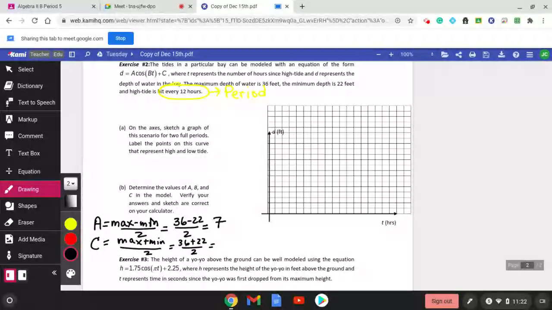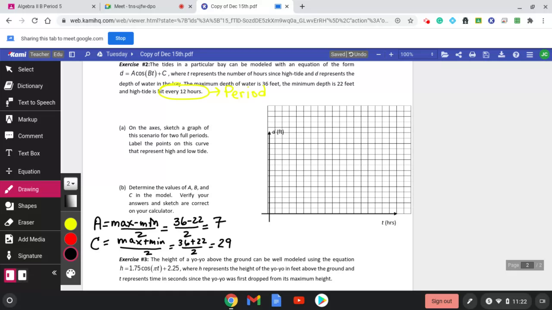You guys crunch that out here. And we end up with 29. There's your shift, your midline, C value, shift and midline, 29. And one more value, the B value. What have we been using all unit long to find the B value? What formula have we been using?